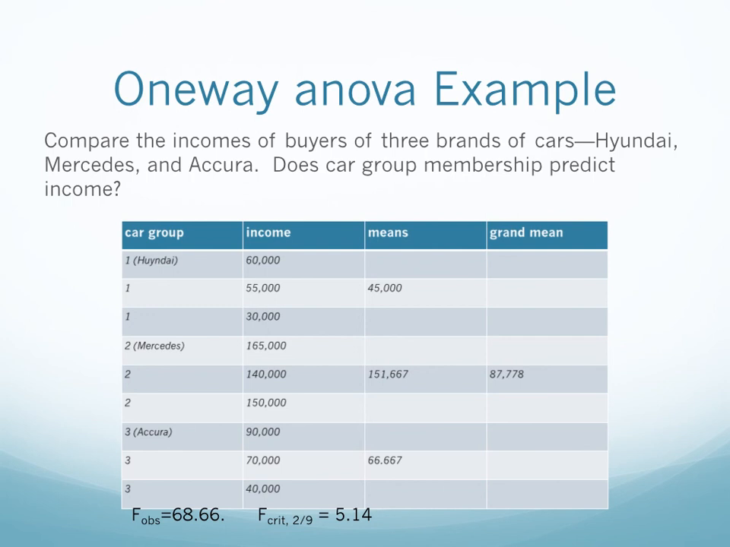In order to answer that question, we'd have to do a t-test comparing the $151,667 mean with Acura's $66,667 mean. And we can do t-tests across any two pairs, or any pair of these three.